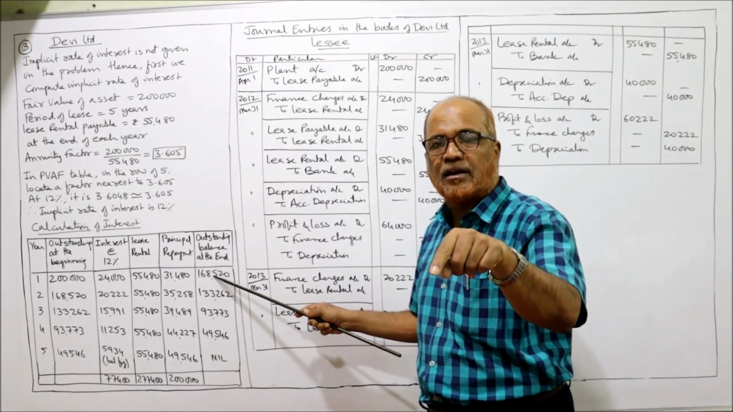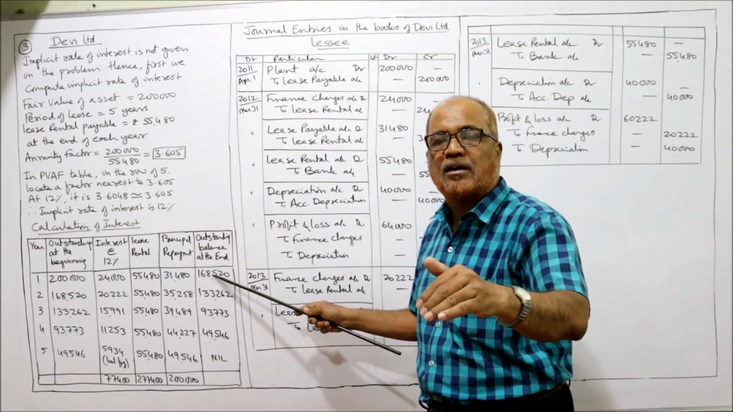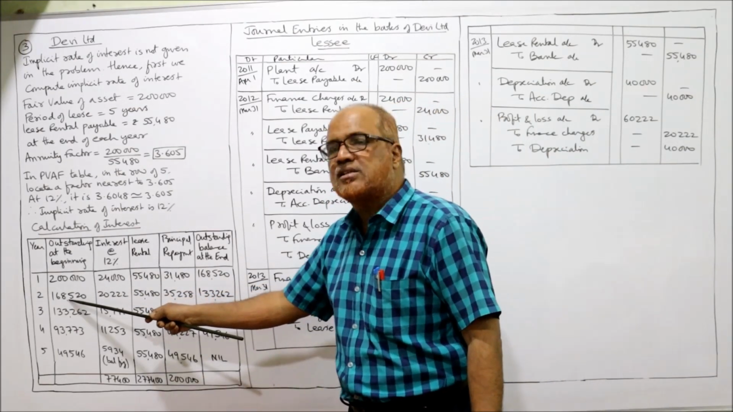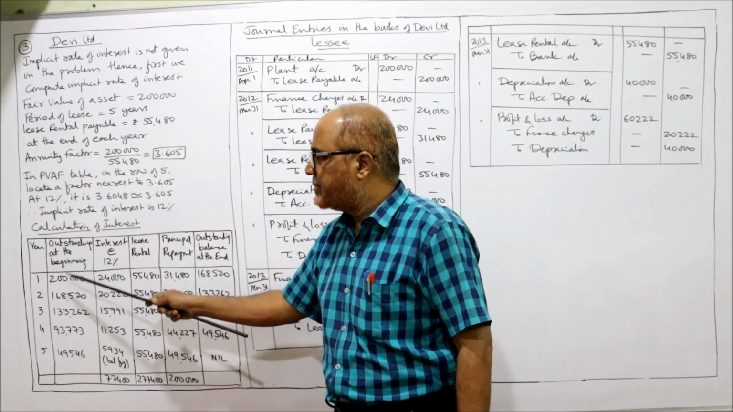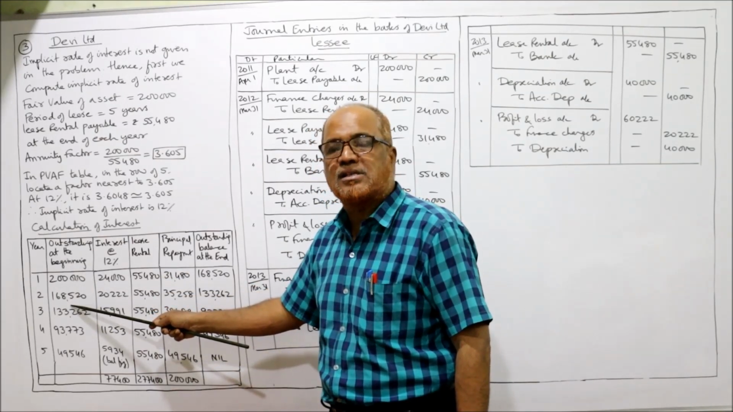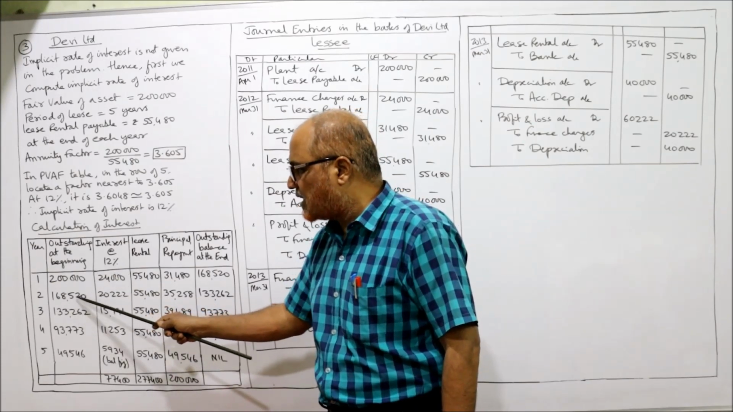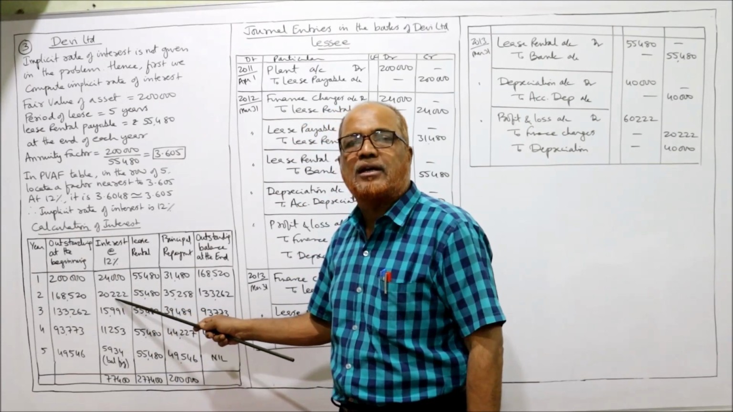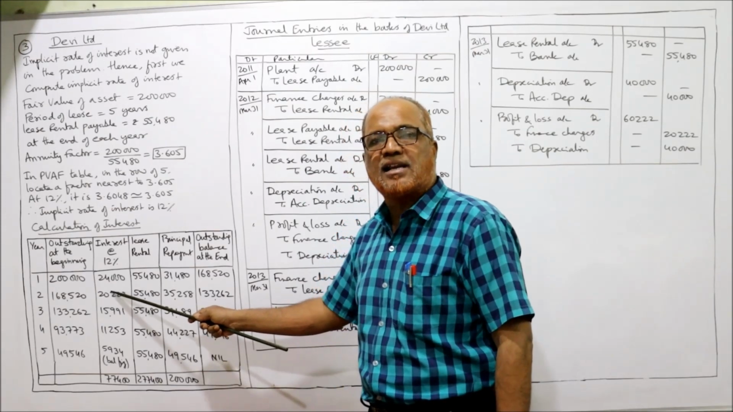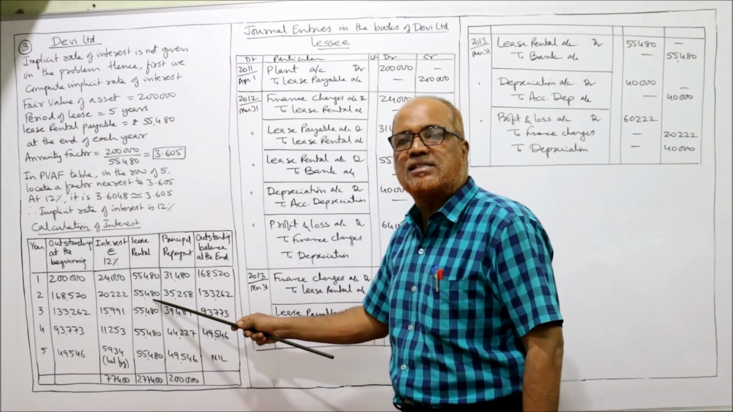At the end of first year, the first year closing will become the second year opening. So this 1,68,520 is the opening balance for second year. Second year outstanding balance at the beginning: on this amount, calculate 12%. So 12% of 1,68,520, 20,222 are the finance charges, interest, for second year. How much is the lease rental paid? 55,480 is the lease rental paid.